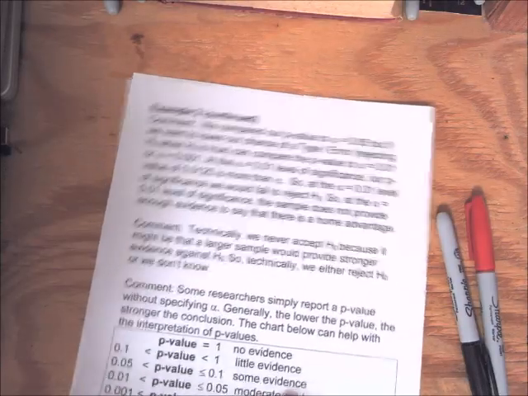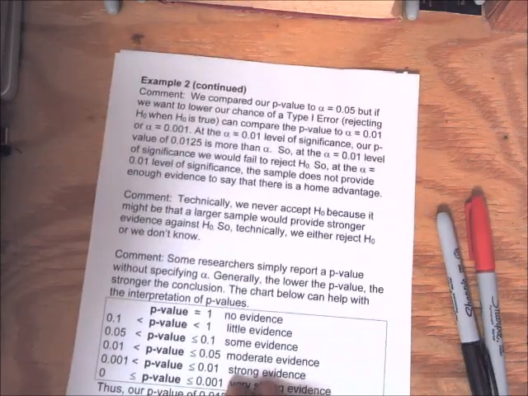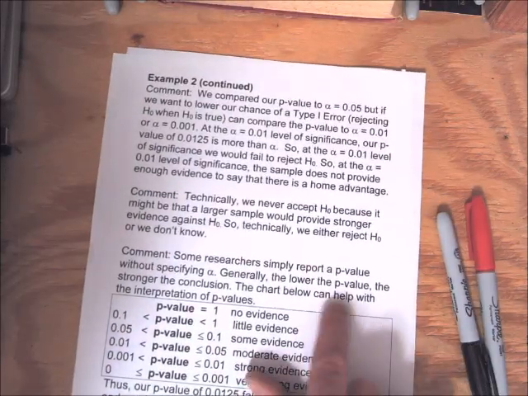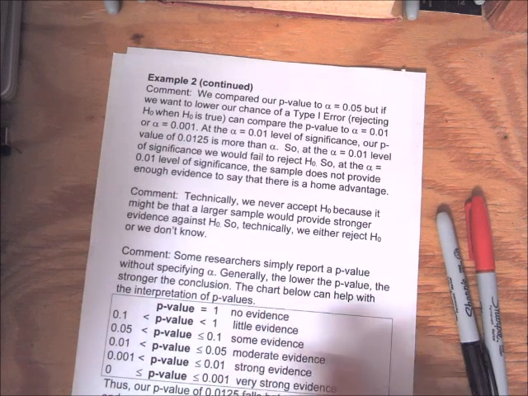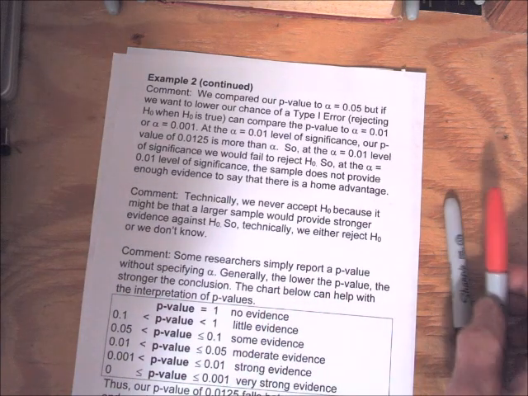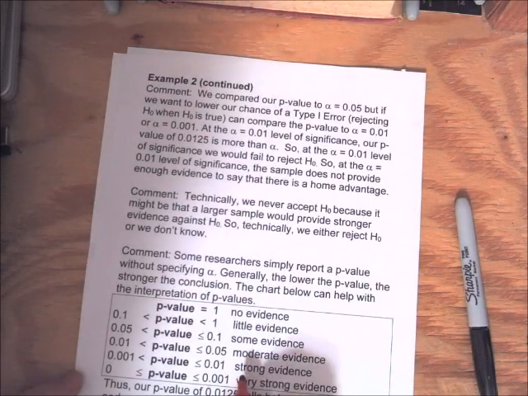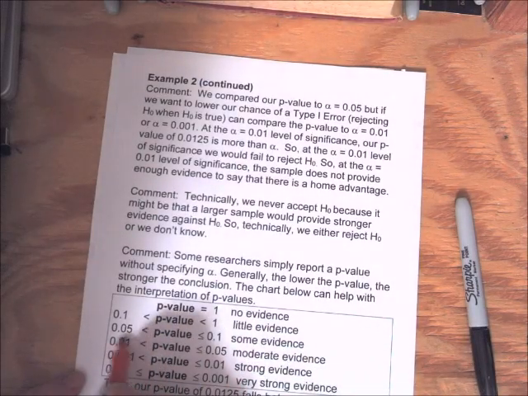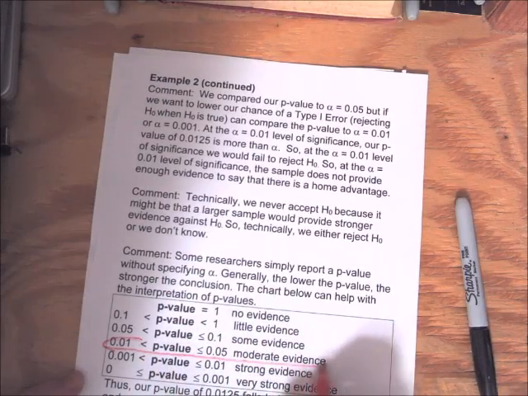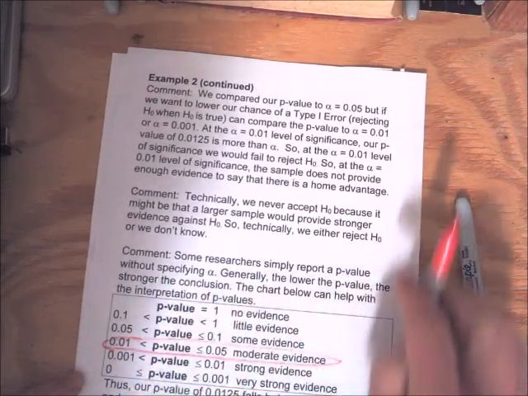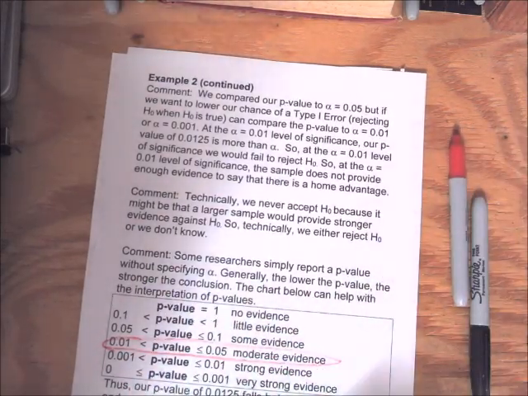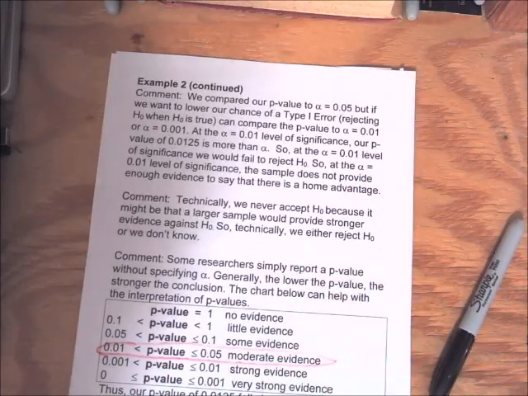Some researchers simply report a p-value without specifying alpha. Generally, the lower the p-value, the stronger the conclusion. Our p-value was 0.0125, so it's between 0.01 and 0.05. So we had moderate evidence of a home advantage.